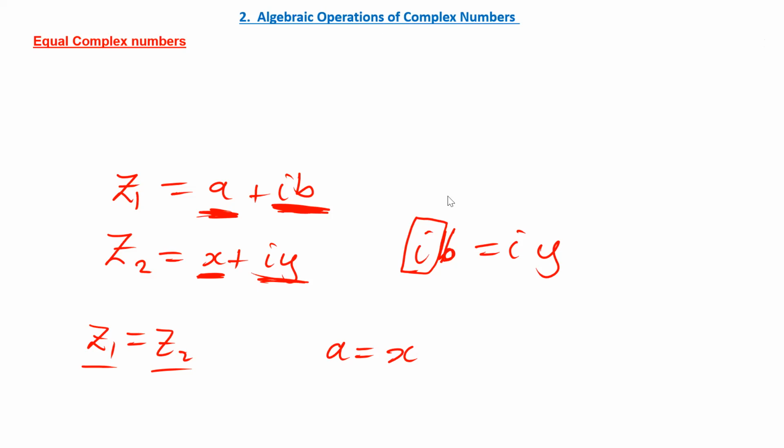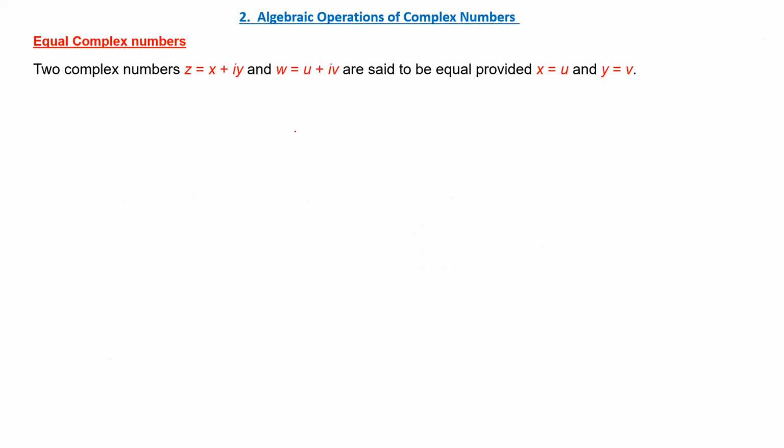So let's take a look at this example. I've explained this. Example 1 is asking us to find the values of A and B for which 2A plus 3i is equal to 6 minus iB. Remember what I said: if you have two complex numbers which are equal, the imaginary part on the left will be equal to the imaginary part on the right, and the real part on the left will be equal to the real part on the right.